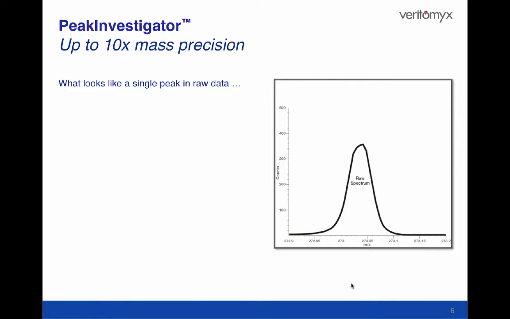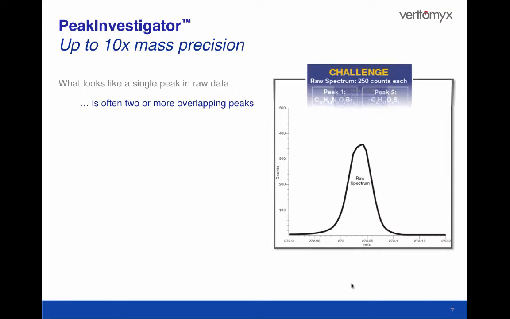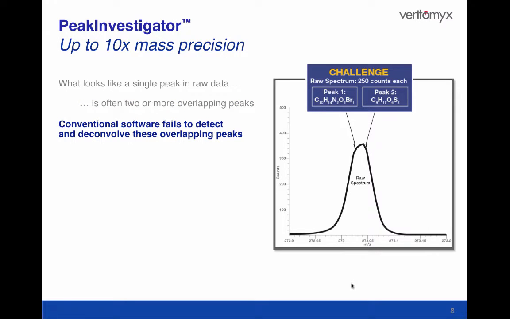What appears to be a single peak is often 2 or more overlapped peaks that are unresolved by the mass analyzer. This specific example was designed to demonstrate equal counts of 2 known compounds that differ in mass by less than 21 millidaltons and are unresolved at this analyzer resolution of just over 7,000. Conventional software solutions fail to detect or deconvolve such closely overlapped peaks.